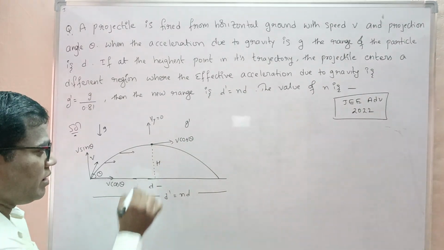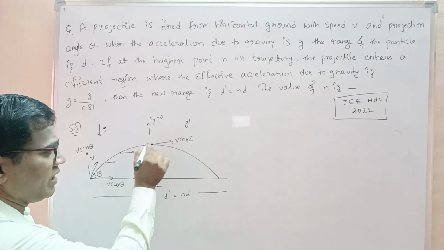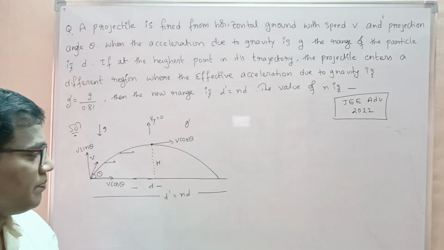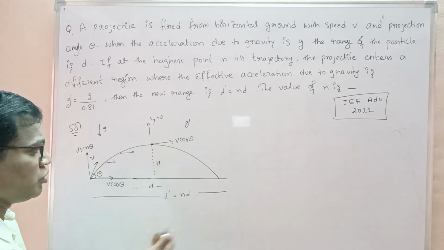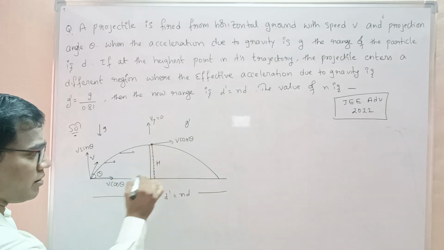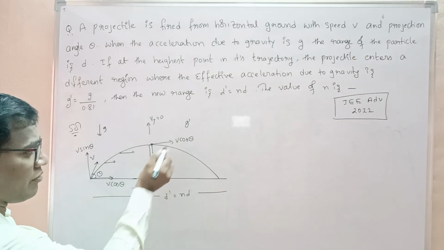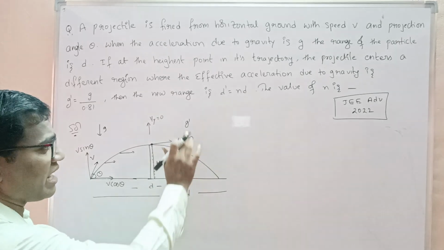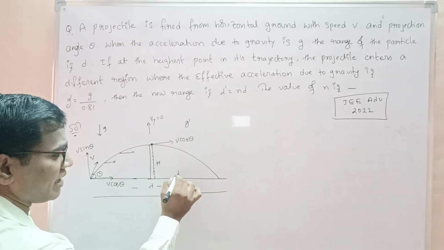That means at the maximum height the particle is having only one velocity along the x-axis, that is v cos theta. Now from this point the region changes. So I am assuming that this particle is projected from a tower of height h with velocity v cos theta along the x-axis, and in this region the gravity is g dash. Now I want to find out the range here.